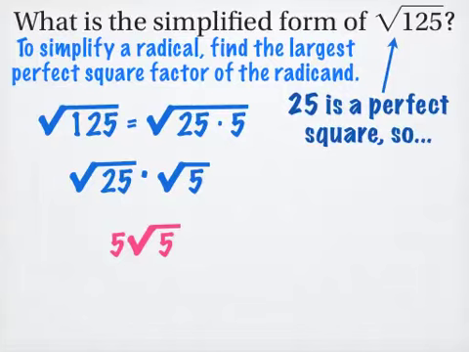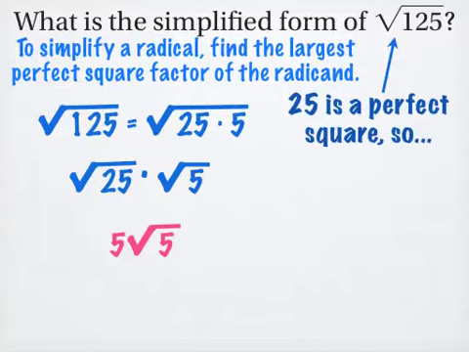I get the 5 on the exterior of the radical because the square root of 25 was 5, and I need to multiply that by the square root of 5 because that was what was on the interior of my radical, and it is not a perfect square. It's going to be irrational if I take the square root of 5. So that would be my simplified radical. The square root of 125 is equal to 5 square roots of 5.